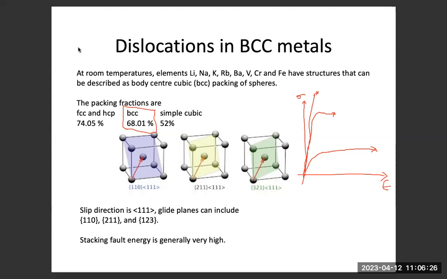In BCC, it is really hard to activate these dislocations because BCCs are mainly deformed by screw dislocations, and we need thermal activation. We need to overcome the energy barrier to activate these dislocations. But for FCC, we have edge dislocations, which are carried by phonon drag, phonon activation, and phonon activation is athermal. We don't need any thermal activation to activate phonons and edge dislocations.